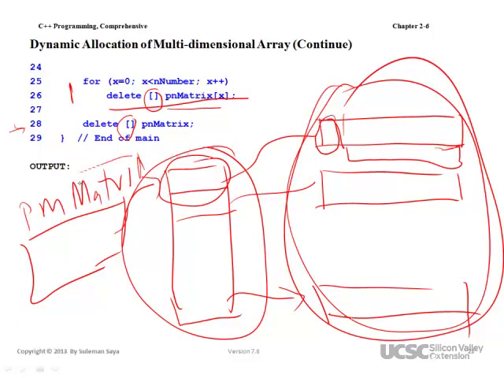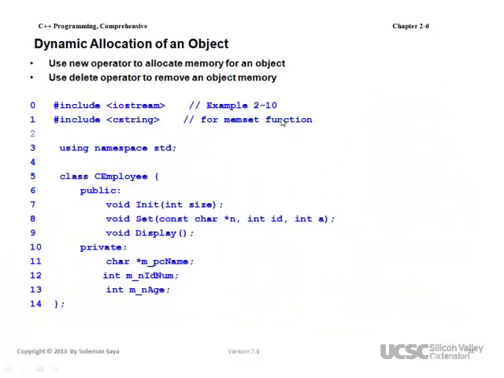So how is this going to be deleted? pMatrix, which you understand, that pointer is going to be deleted when the program ends. Automatically it will go out of scope. So that's how the dynamic allocation of two-dimensional arrays works in C++ using new and delete. So let's look at the next example.